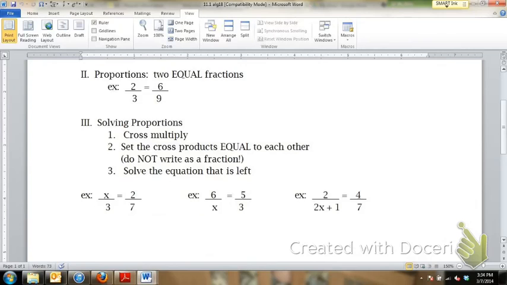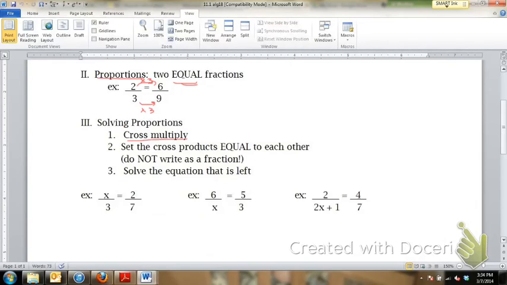Okay, so you can see that 2/3 and 6/9 are the same because I multiplied by 3 and I did the same on the bottom. Okay, so these are two equal fractions. We just call that a proportion. Now, how do we solve them?